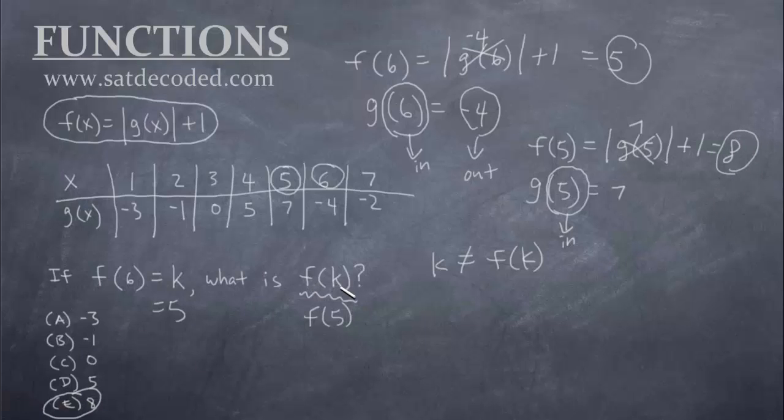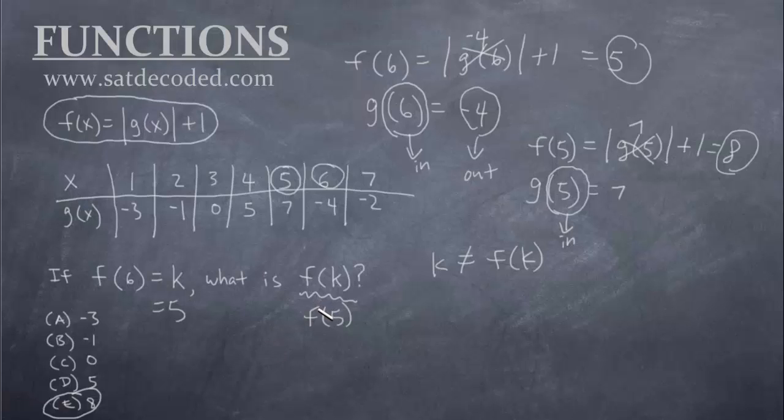They're asking for f of k. We calculated that k is equal to 5. So really, they're asking for f of 5. And we calculated that f of 5 is equal to 8. So that is our final answer. Don't get stopped in the middle. There are many steps. You've got to go through every single step until you actually answer what they're asking.